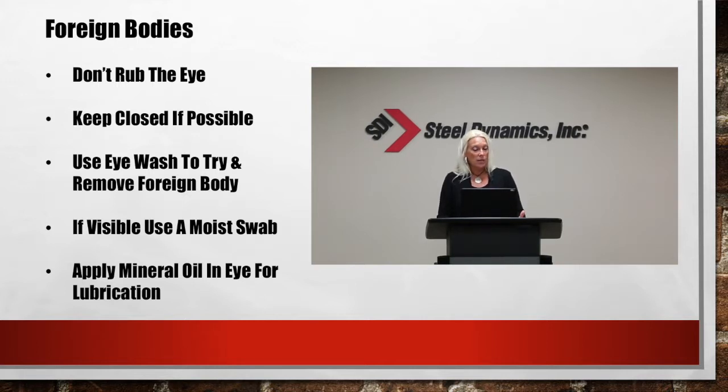You'll want to use eye wash to try and remove the foreign body by flushing the eye, and always flushing from the inside out. Also, you want to see if you can see the foreign body, and if it doesn't come out with flushing, use a moist Q-tip, making sure that that Q-tip is moist, and then once you are able to remove it, apply some mineral oil or some type of re-wetting drop again.